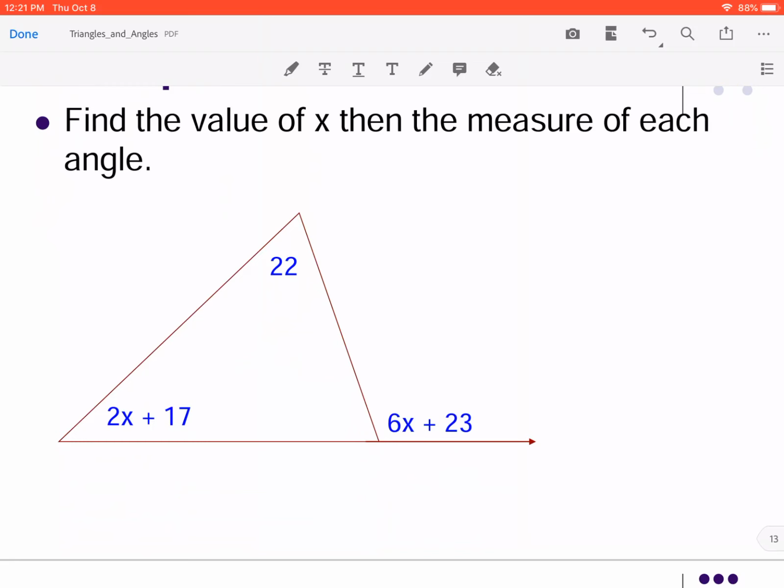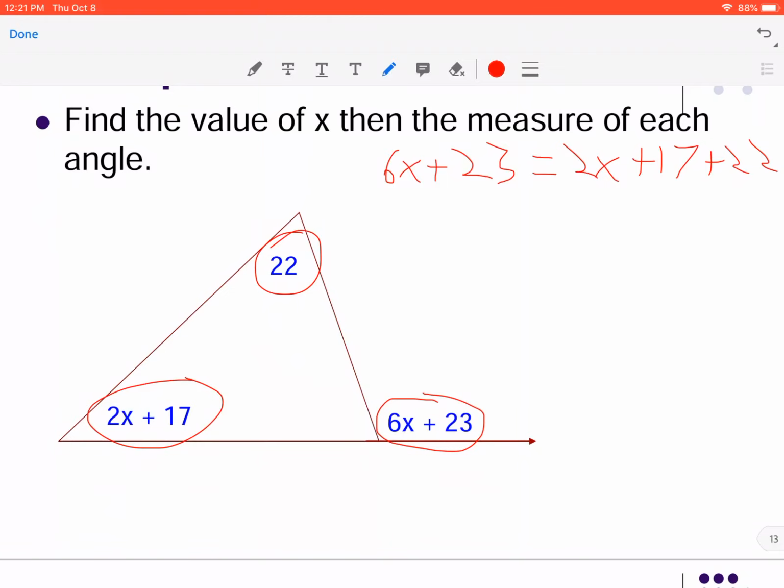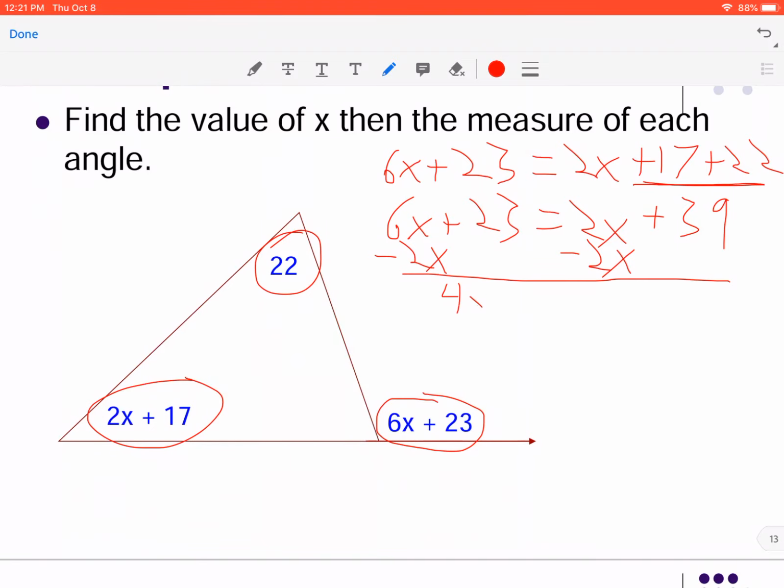Well, what if you have two binomials? Doesn't really matter. This on the outside is equal to this plus this. So that's 2x plus 17 plus 22. I would clean it up before you start moving stuff. Those go together. So 6x plus 23 equals 2x plus 22 plus 17 plus 39. I'd move the 2x over. 6x minus 2x is 4x.